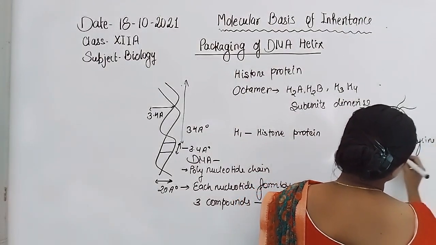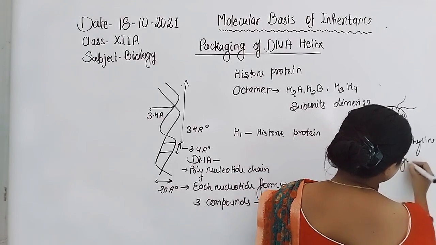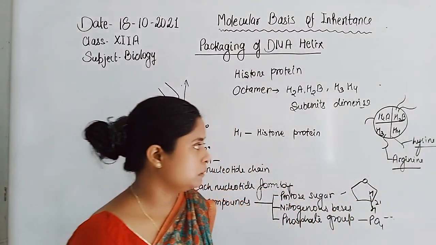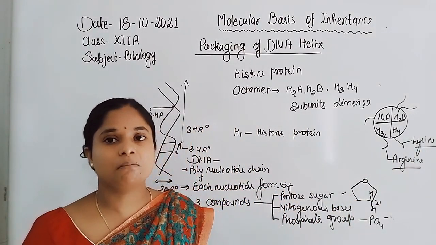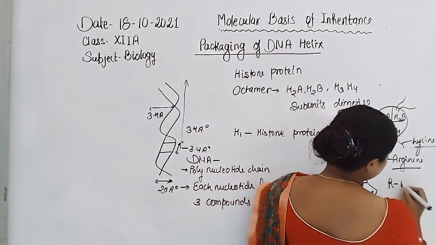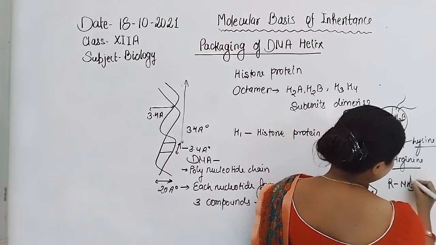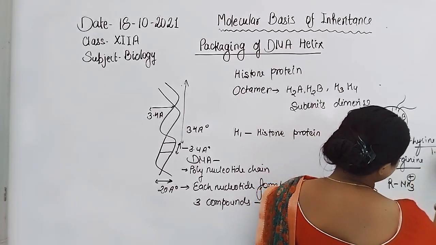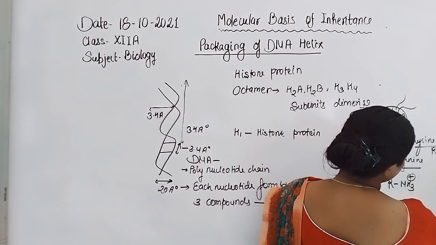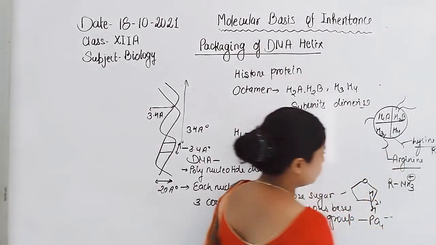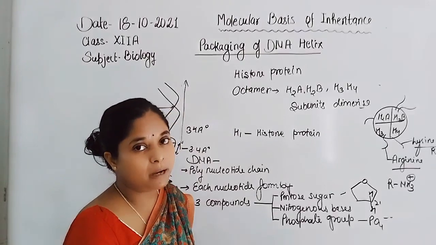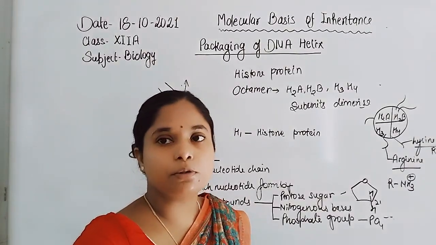Lysine and arginine have a positively charged amine group in their R chain. Their R chain consists of an amine group. Here also, the R chain consists of an amine group. That's why the histone proteins are formed by positively charged subunits.